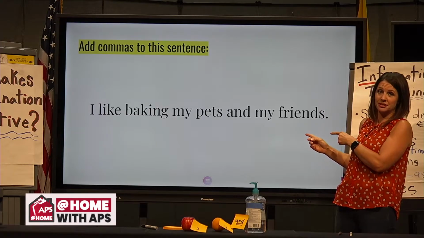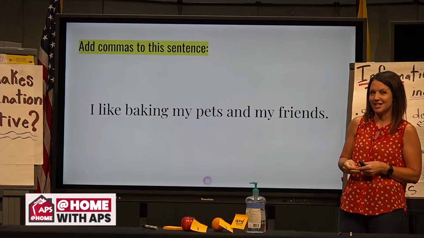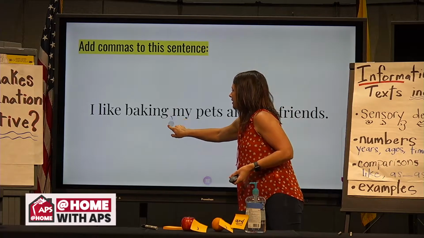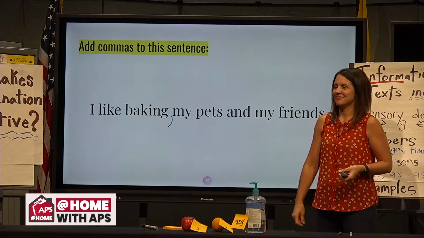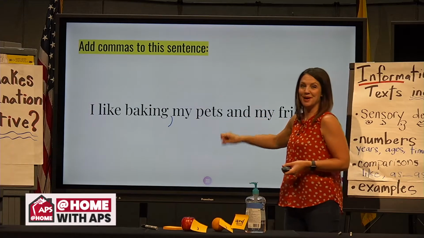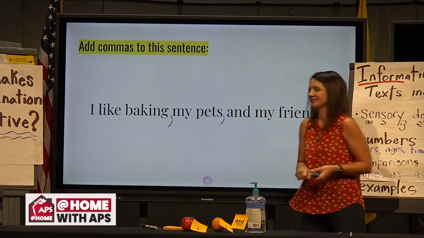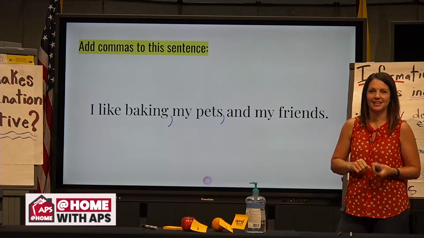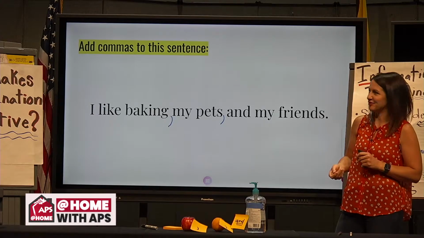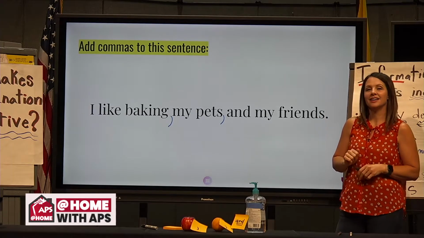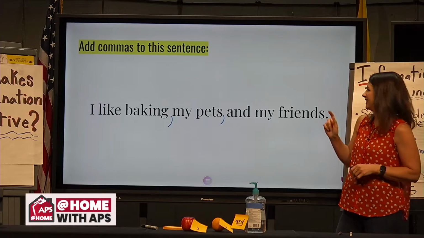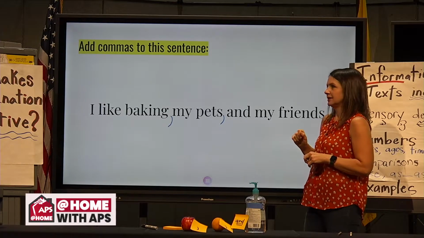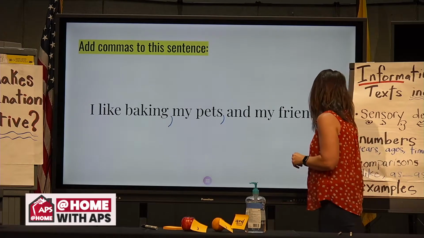I should probably put some commas here. What's the first thing I like? I like baking, comma. I like my pets, comma. And I like my friends, period. This sentence is very different. I like baking, my pets, and my friends. It doesn't make me sound like I'm up to no good either.